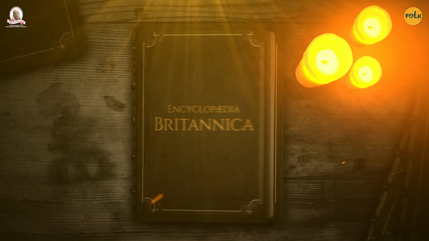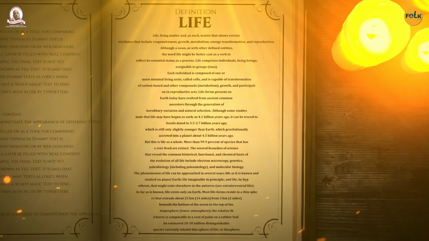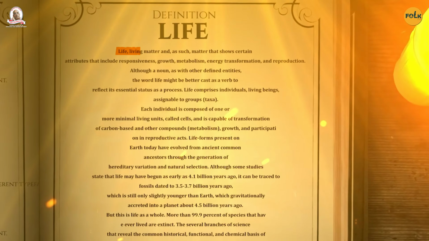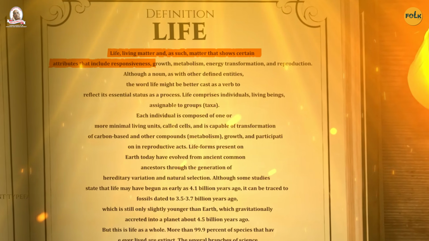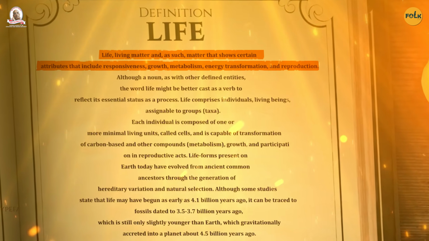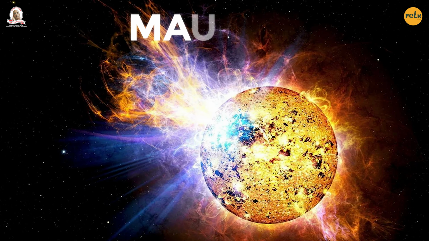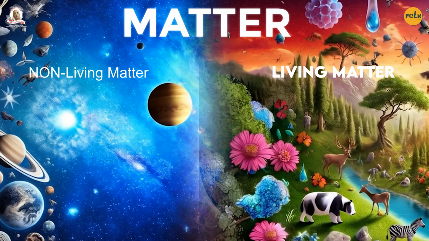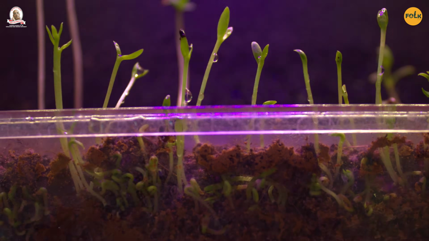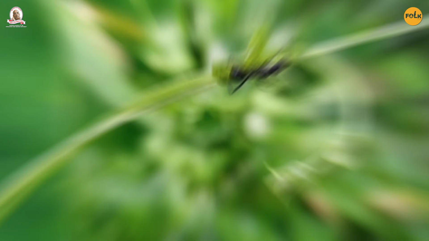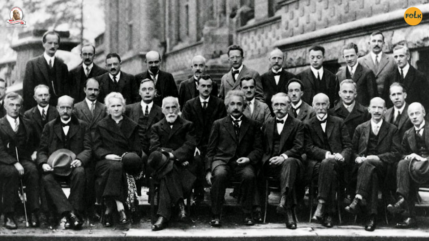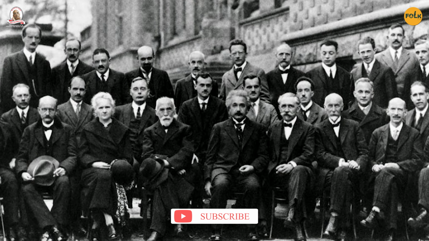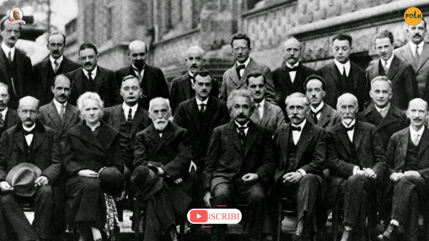The Britannica Encyclopedia roughly defines life as matter that grows, responds, transforms energy, and reproduces. Based on this, matter can be divided into two types: living matter and non-living matter. Everything we observe around us as life comes only from pre-existing living matter. Life always comes from life. However, modern scientists believe that the first life must have come from non-living matter.